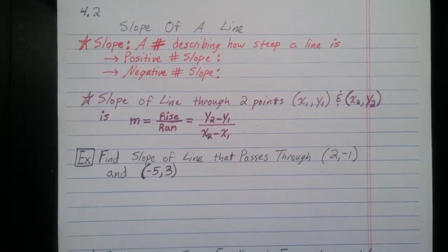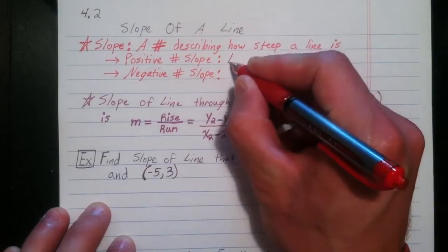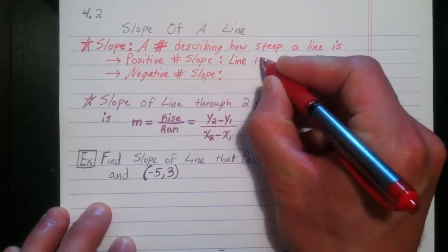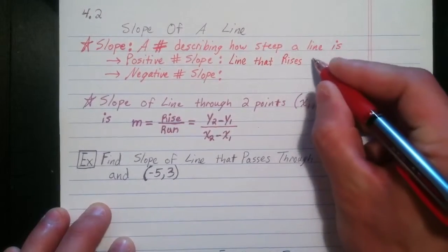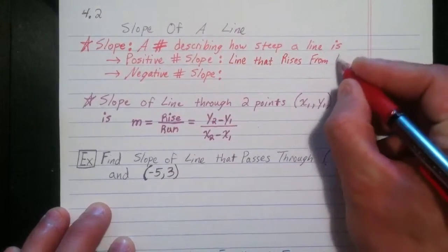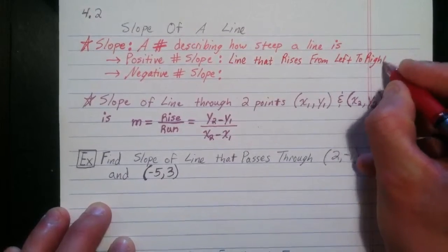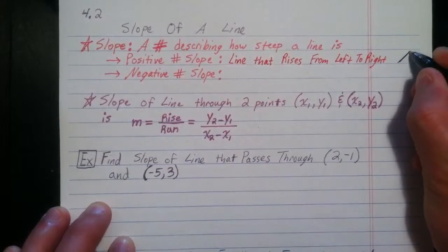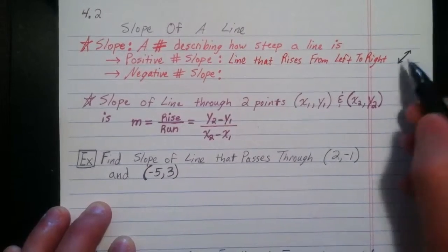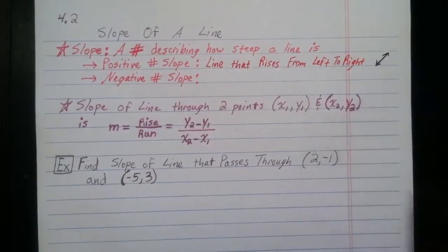Some aspects about the slope that we should already know, but if not, we'll review here. If you have a positive slope, that's going to result in a line that rises when you move from left to right. In other words, the line is going to look something like this. As you're moving from left to right, that line is going up.